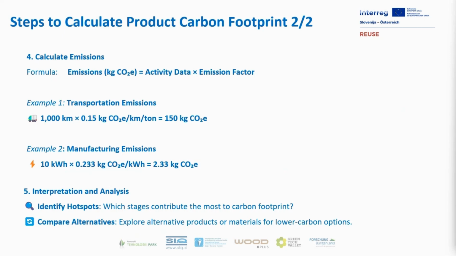First is identify hotspots, which stages of the product's life contribute the most to its carbon footprint. These are the areas to focus on for improvement. And compare alternatives. If possible, compare the carbon footprints of different products or materials to see where lower carbon alternatives can be used. So to summarize, following these steps allows you to accurately calculate and understand the carbon footprint of a product, identify areas for reduction, and make more sustainable decisions in the future.